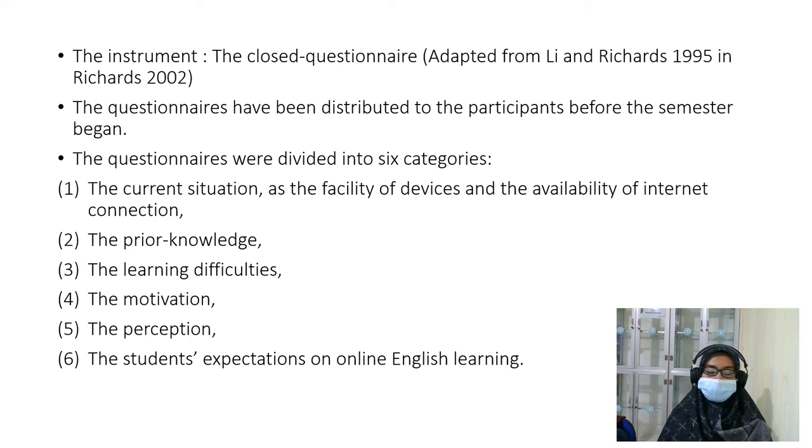The questionnaires were divided into 6 categories. First, the current situation. Second, the prior knowledge. Third, the learning difficulties. Fourth, the motivation. Fifth, the perceptions. And the last one, the students' expectations on online English learning.